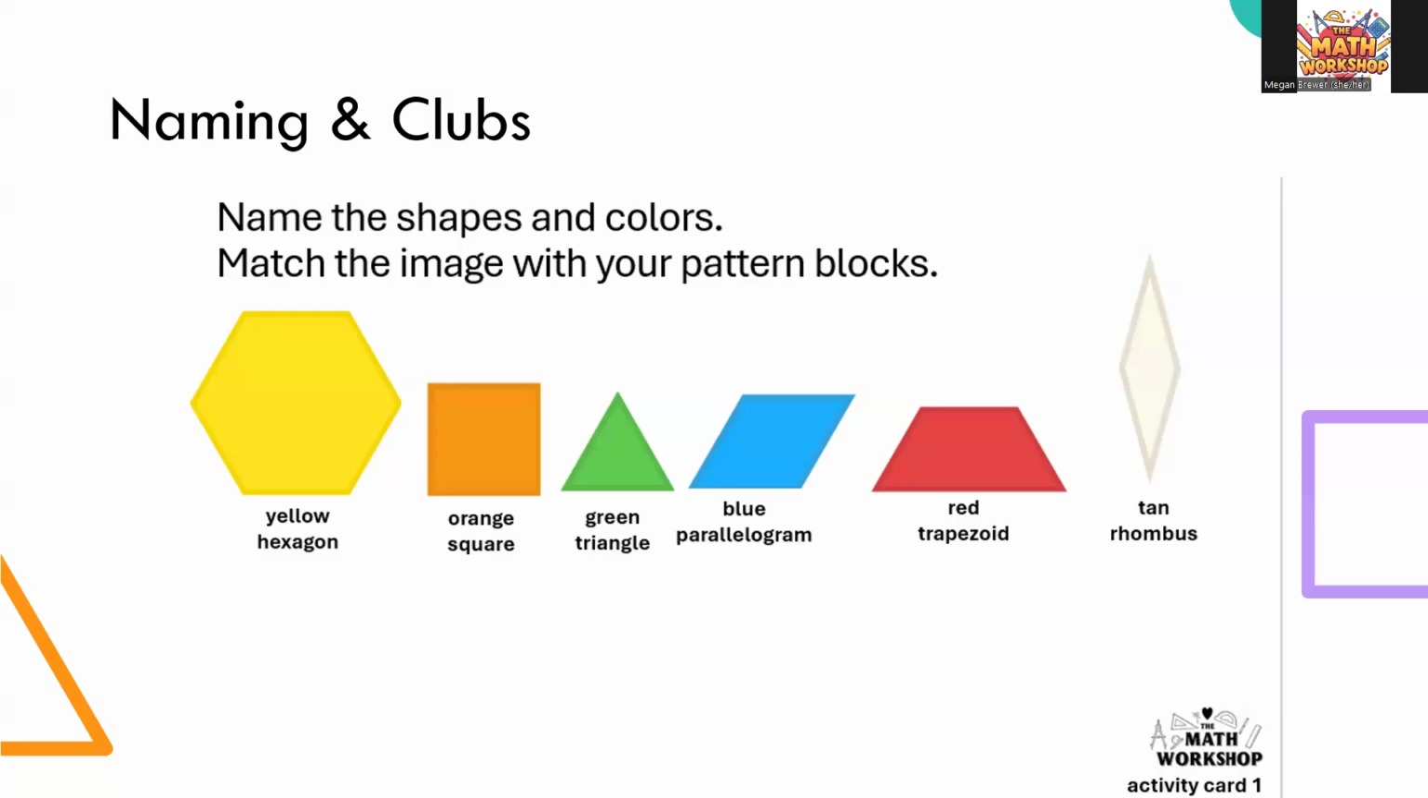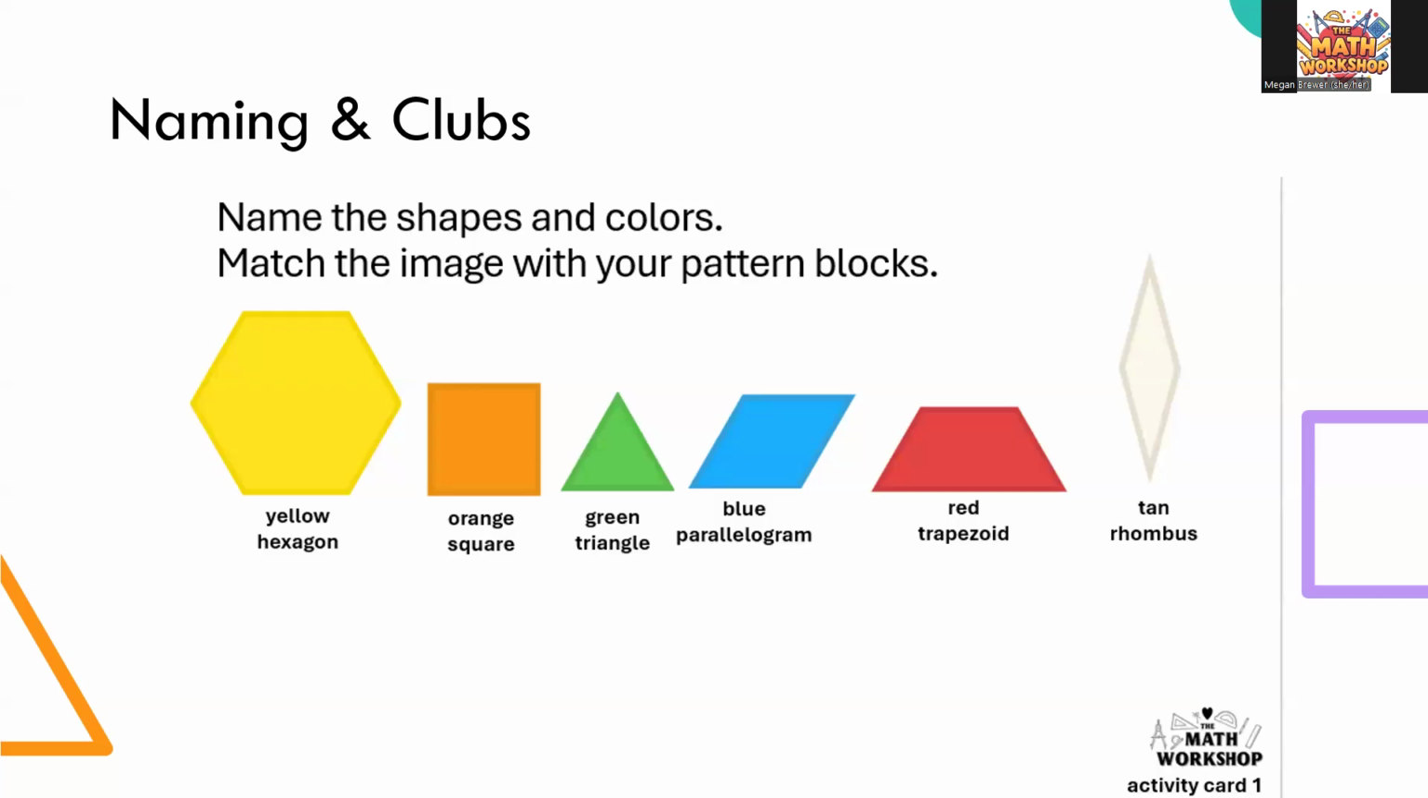They're also both polygons. Well, all the shapes on this slide are polygons. They have at least 3 sides and they're closed shapes. The blue shape and the tan shape are also both quadrilaterals, as well as the orange square and the red trapezoid, meaning they have 4 sides.